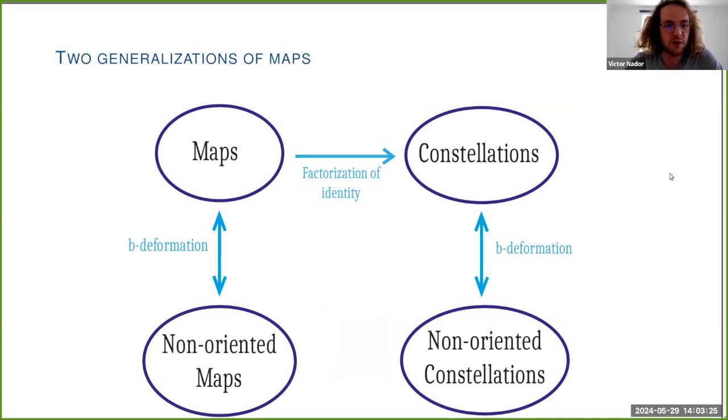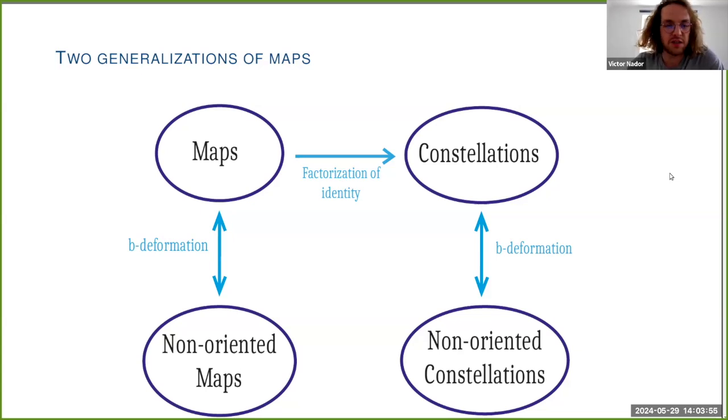So the outline for this talk is rather simple. I want to spend some time first of all to discuss maps in the simplest setup of the orientable case, and then to introduce two different types of algebraic generalization that we can perform starting from maps. The first one is to go from maps to non-oriented maps. This will be related to the notion of b-deformation that will involve the Jack polynomials.